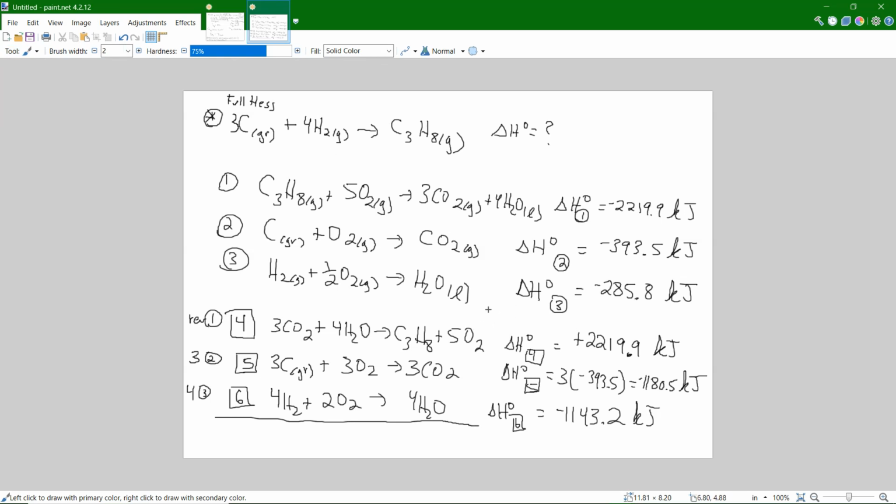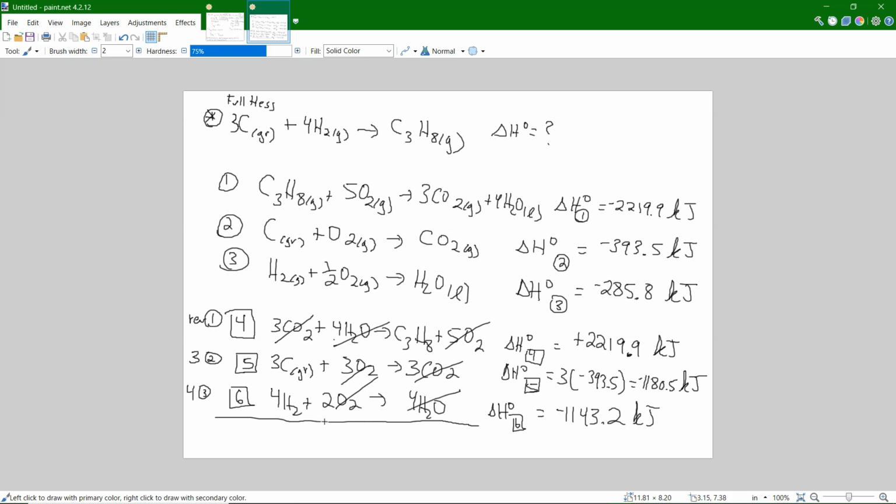So I'm going to look, what can I cancel out? I have CO2 gas, 3 of them on the left and 3 of them on the right. So that cancels out. I have 5O2 on the right. I have a 3O2 and a 2O2 on the left, so they add up to 5O2 on the left. So they cancel the 5O2 on the right. The 4H2Os cancel.